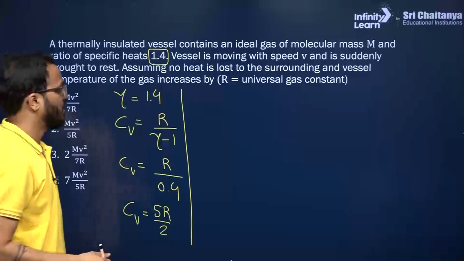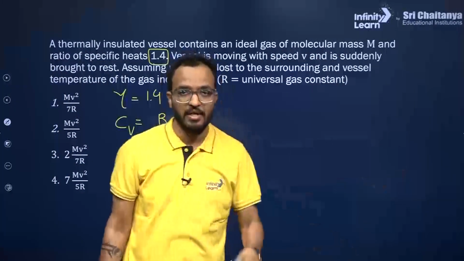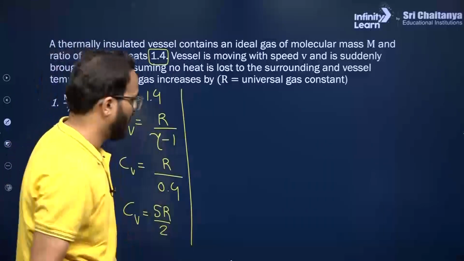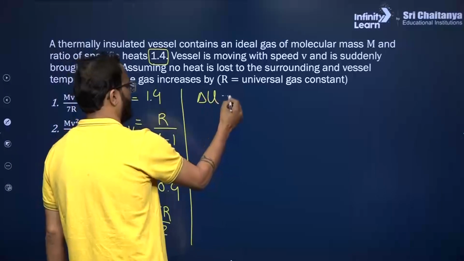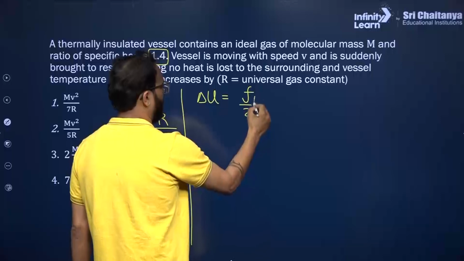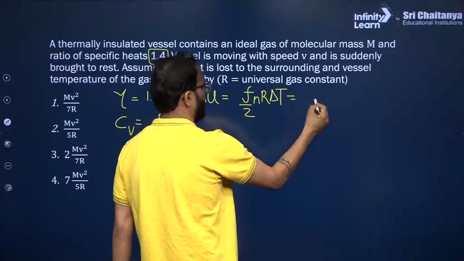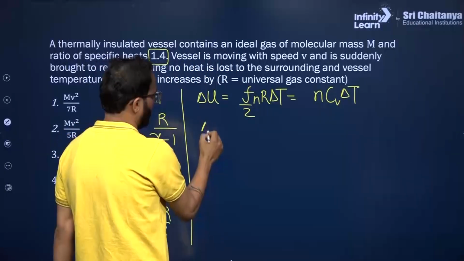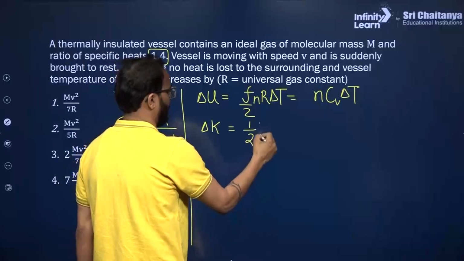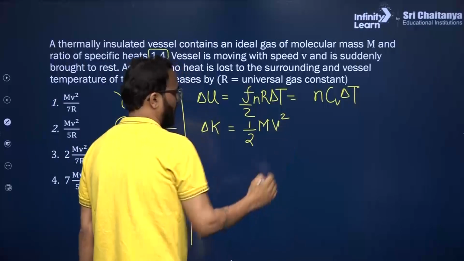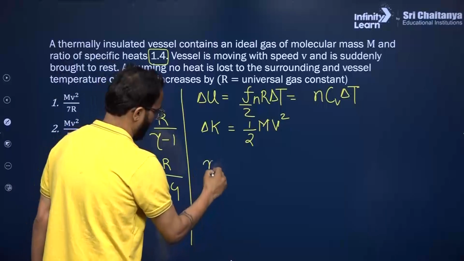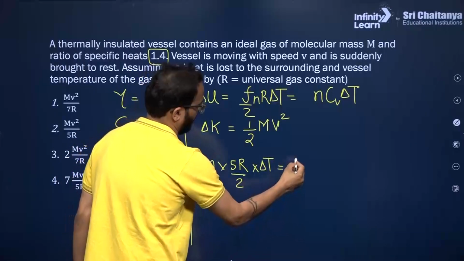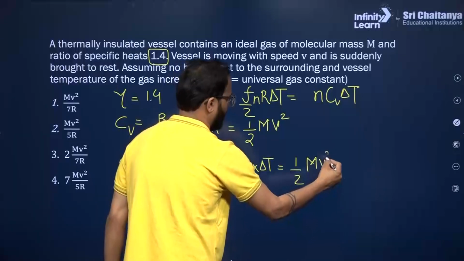Now what is the energy? They are saying that the complete kinetic energy of the gas is going into raising the temperature or changing the internal energy of the gas, right? So what is the formula for change in internal energy of the gas? It is f by 2 nR delta T, or we can also say nCV delta T, right? And they are saying that change in kinetic energy is half into total mass of the gas into V square, right? So we will write it like this. n into CV, which is 5R by 2, into delta T is equal to half into mV square.